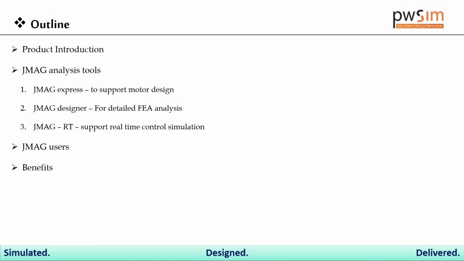And thirdly, there is another module called the JMAG RT module, which will support you for real-time control simulation. That means you can take your JMAG model that you have created using Express or Designer and connect it with third-party software like MATLAB. Suppose you want to do some advanced control simulation with the real data that is available from the motor, then you can go for the JMAG RT option.